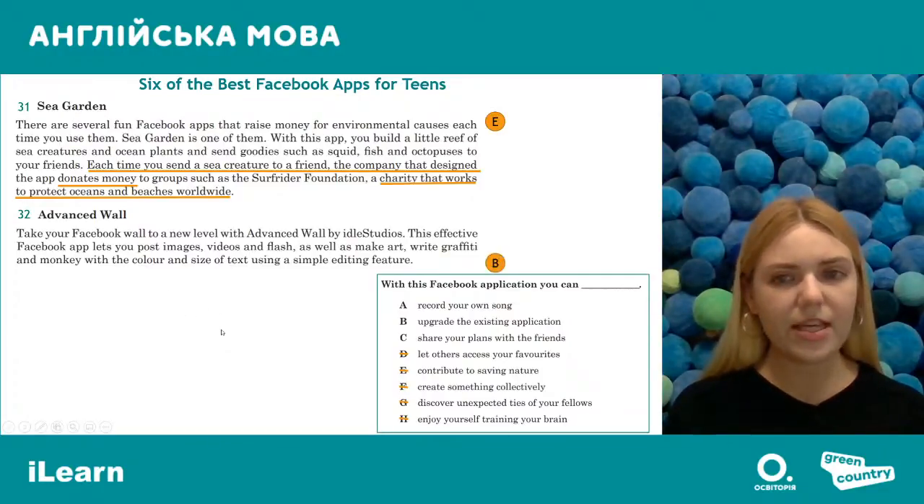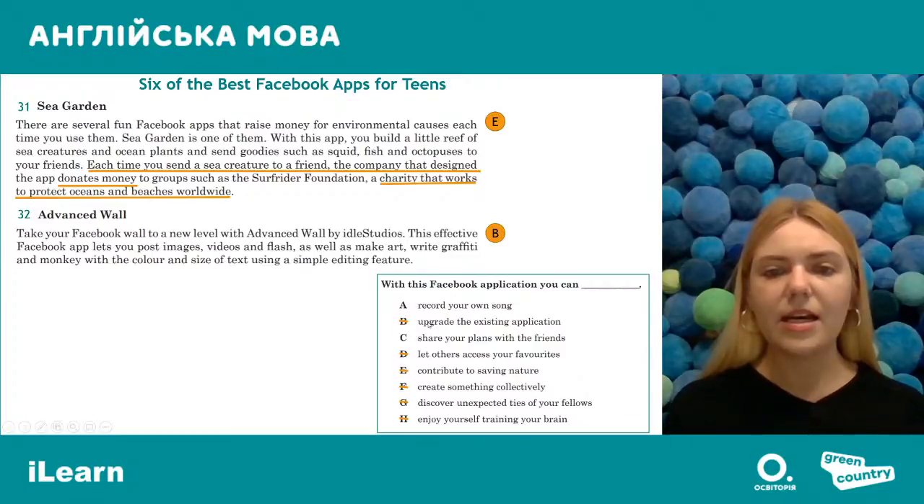And 32, that is B, you're correct. So it says that you can upgrade the existing application. Upgrade, it means to оновити або покращити існуючий додаток. And here it says, take your Facebook wall to a new level. So if you take it to a new level, it means that you upgraded. So take to a new level якраз і означає покращити, вивести на новий рівень. Good. So, and we have 2 options left.